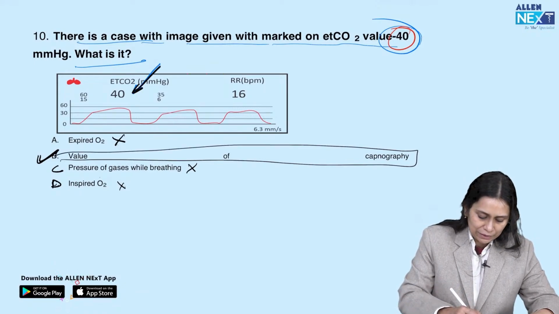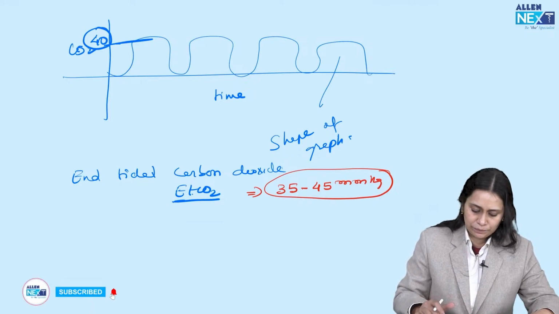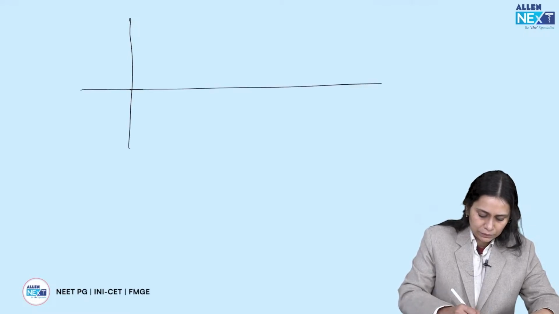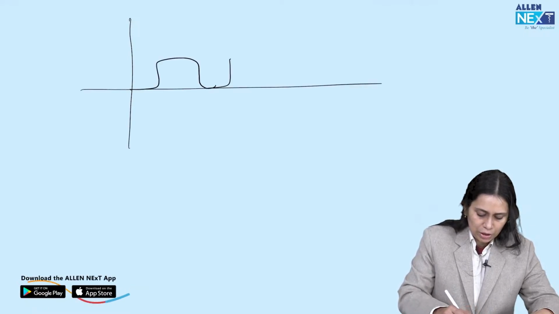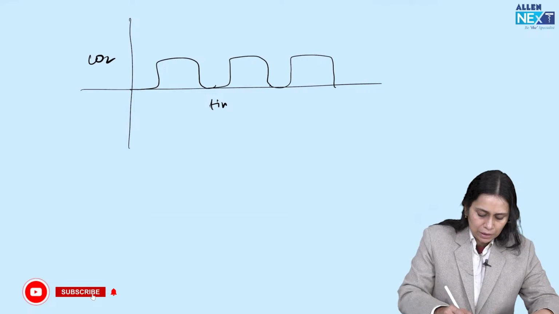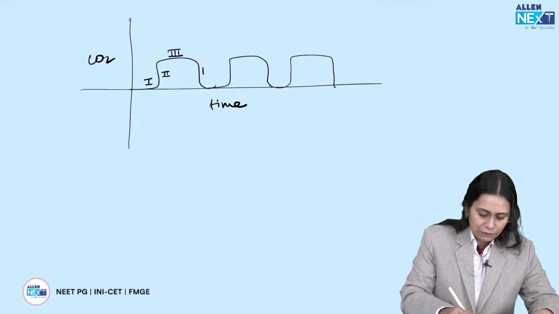So this is end tidal CO2. Normal is 35 to 45 mm of Hg. This is the normal shape of the graph. Now this graph, this CO2 graph against time, has 4 phases: phase 1, phase 2, phase 3, phase 4.